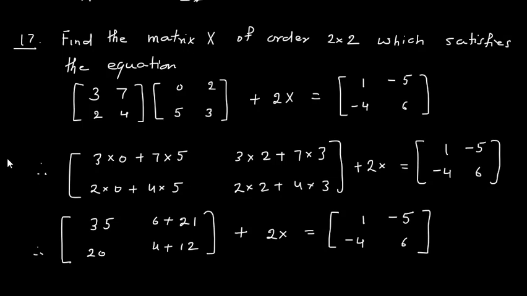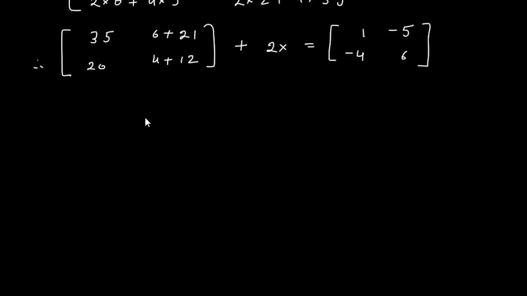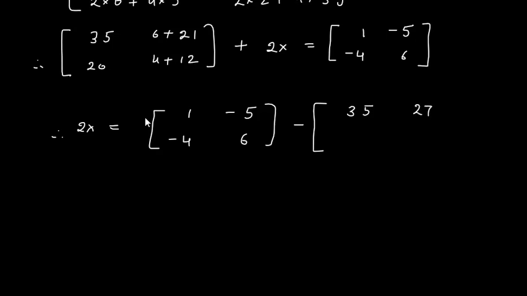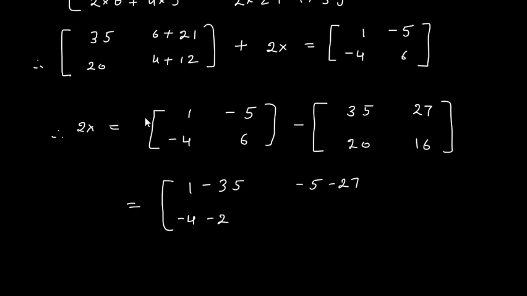Okay, now the value of 2x. So therefore 2x is equals to, right hand side we have 1, minus 5, minus 4, 6, minus, now I have to subtract 35. 21 plus 6 is 27. This is 20. 4 plus 12, 16. Okay, so this 2x is equals to, here it is 1 minus 35. Here it is minus 5 minus 27. Here it is minus 4 minus 20. And here it is 6.